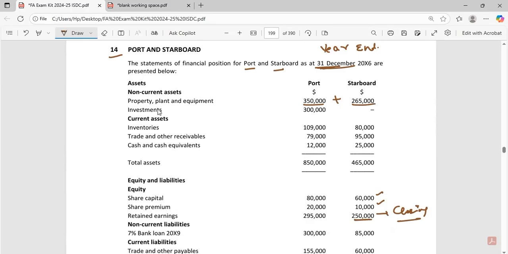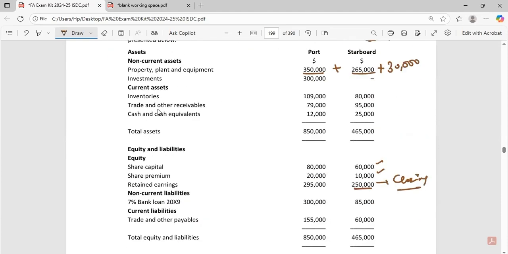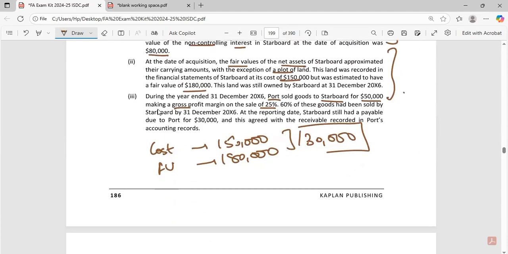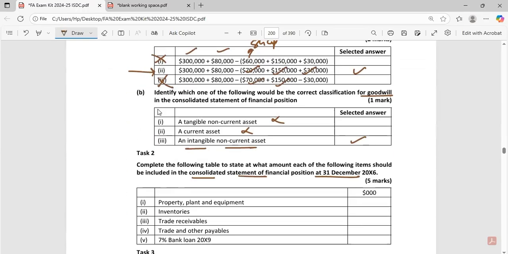to this we are going to add the fair value adjustment because we have to record land at its fair value. Okay, so we are going to take the increase. We have already included the land at its cost over here. So in order to include it at its fair value, I'm going to add the fair value adjustment, which was 30,000 increase. Okay, so 3,50,000 plus 2,65,000 plus 30,000, the answer would come out to be 6,45,000.